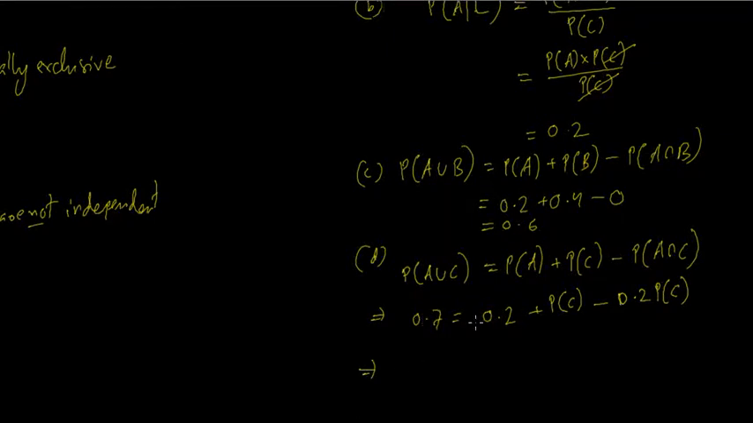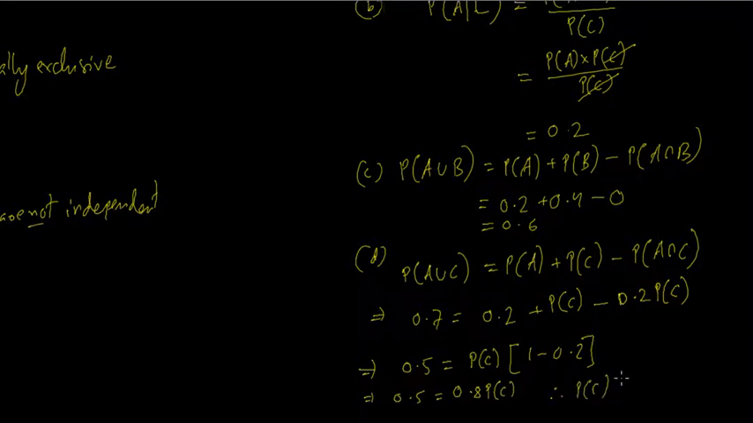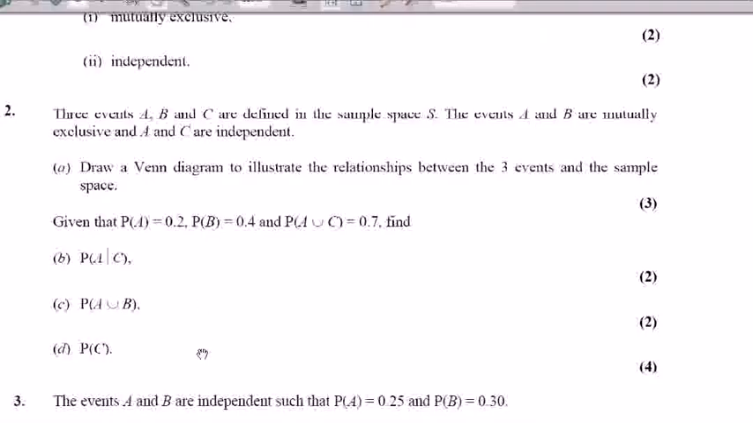It would be 0.7 minus 0.2, which would be 0.5, equals to, now here probability of C minus 0.2 probability of C. If I take probability of C common, it would be 1 minus 0.2. So this would be 0.5 equals to 1 minus 0.2 is 0.8, so 0.8 probability of C. Therefore probability of C is 0.5 divided by 0.8, which will be 5 by 8. So the probability of C is 5 by 8.